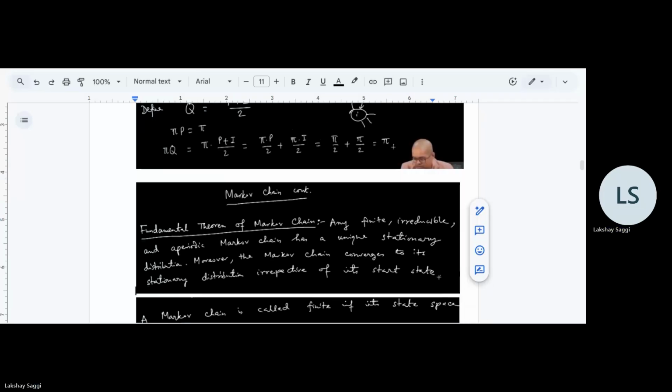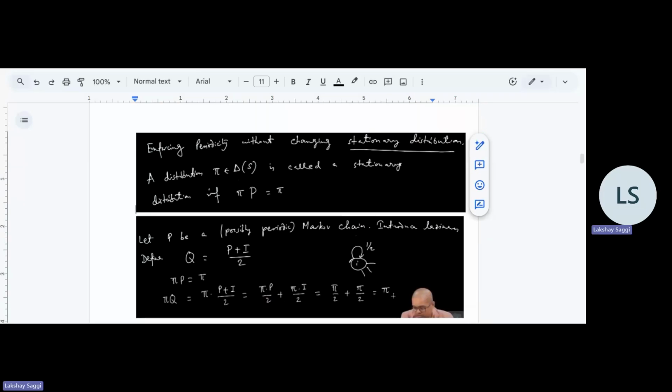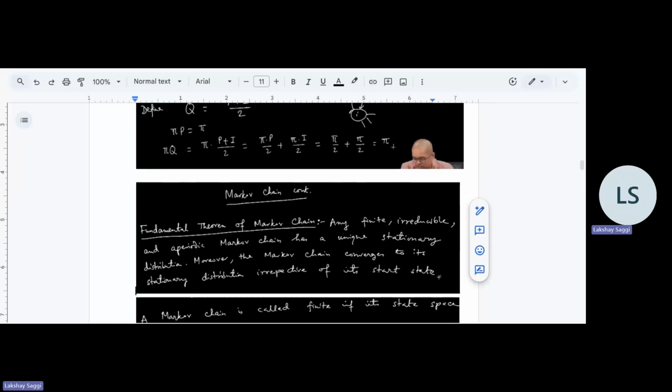And why are these concepts of periodicity and stationary distributions important? This is because there is a fundamental theorem of Markov chains, which says that any finite, irreducible, and aperiodic Markov chain has a unique stationary distribution. Moreover, the Markov chain converges to its stationary distribution irrespective of its start state.